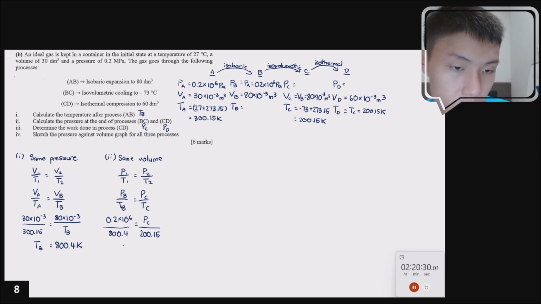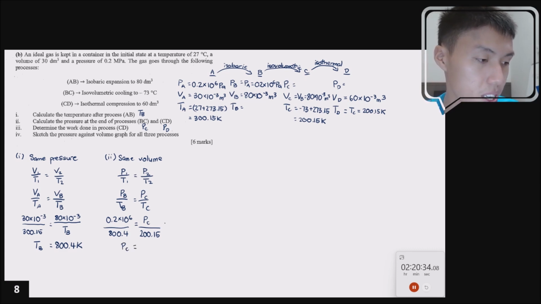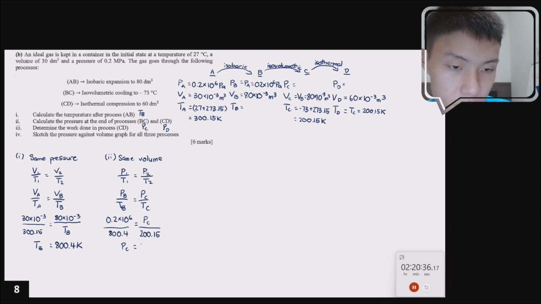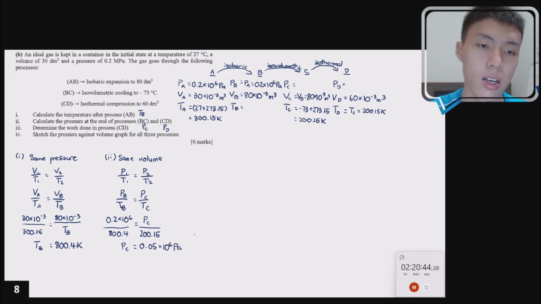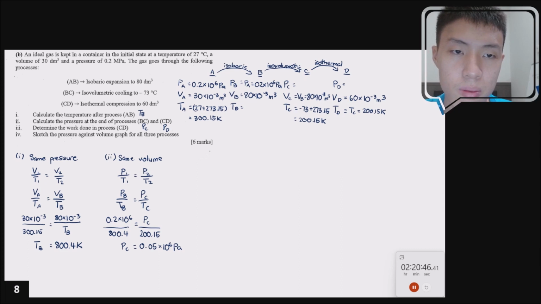From here you can get PC, converting it to times 10 to the power of 6, which is 0.05 times 10 to the power of 6 Pascal. Okay, next question, PD.